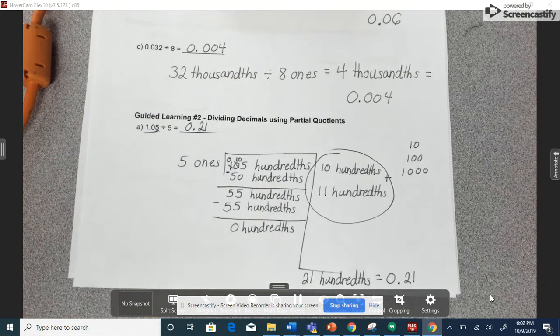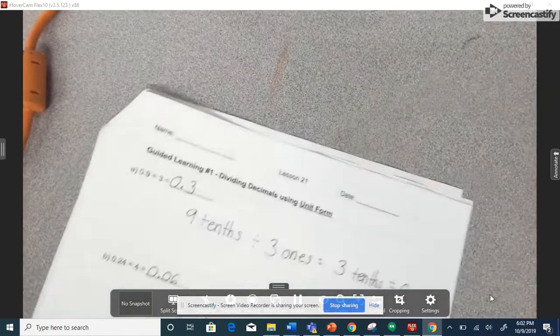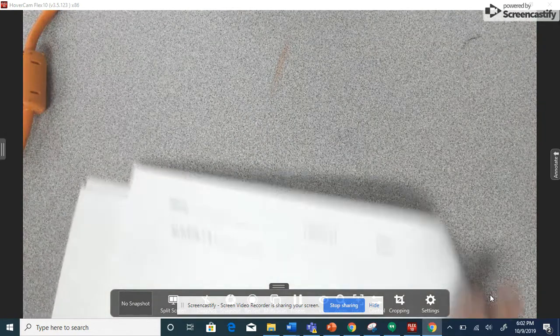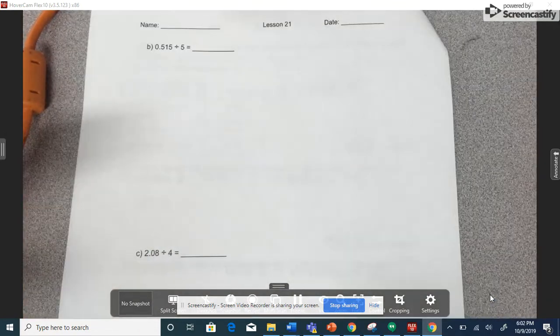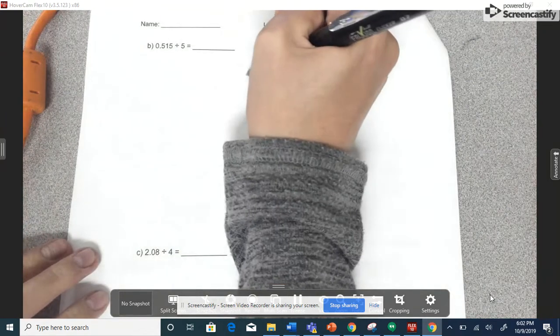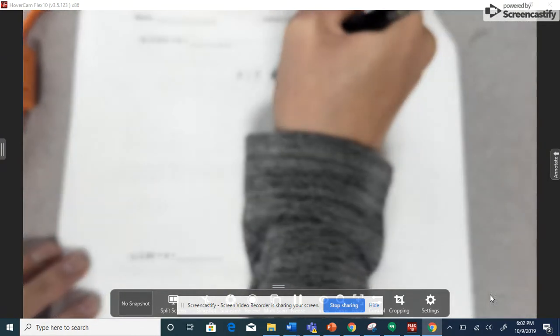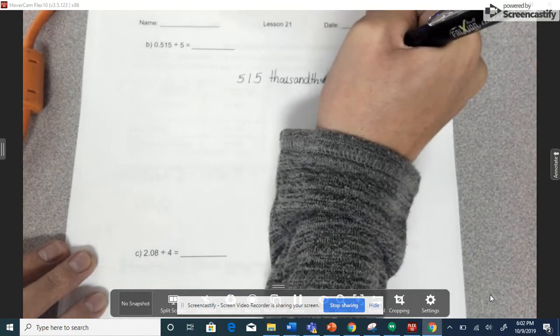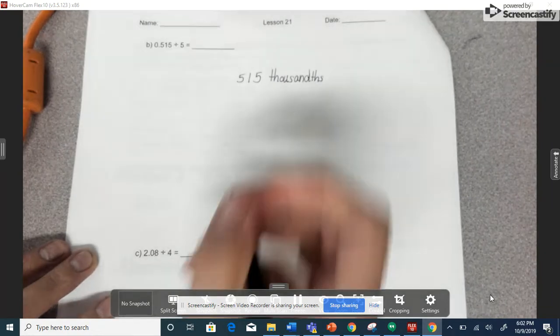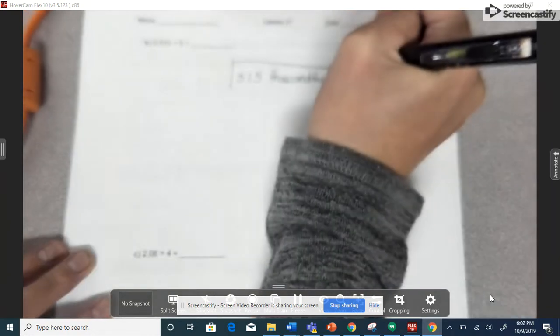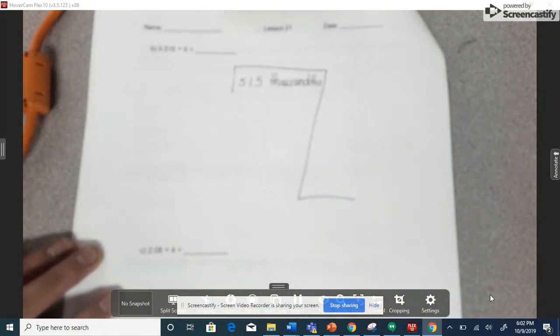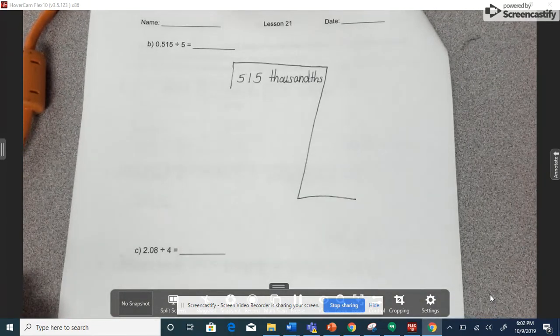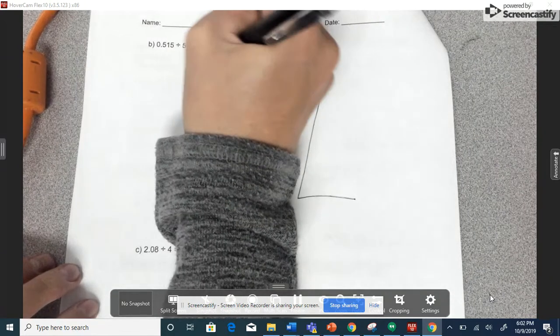All right, let's move on to the next one. It gave us more space on this paper. So now we have 515 thousandths divided by 5. Let's do the same thing by writing 515 thousandths in unit form. I'm going to use our division partial quotient symbol. And now we're going to divide by 5 ones.